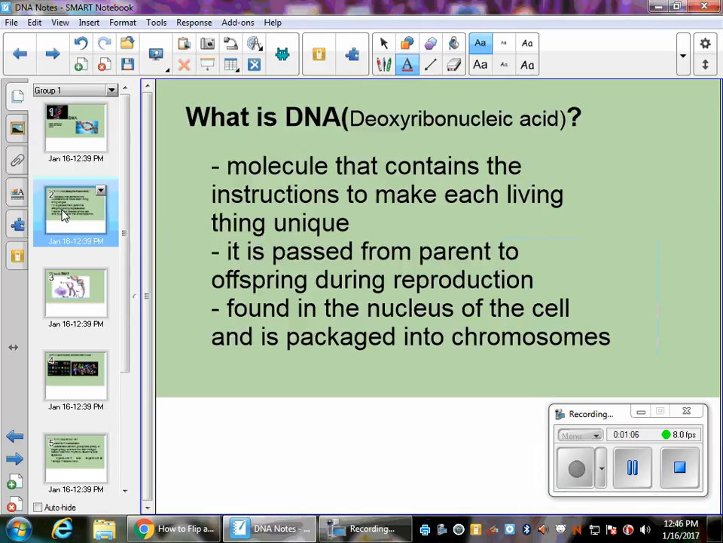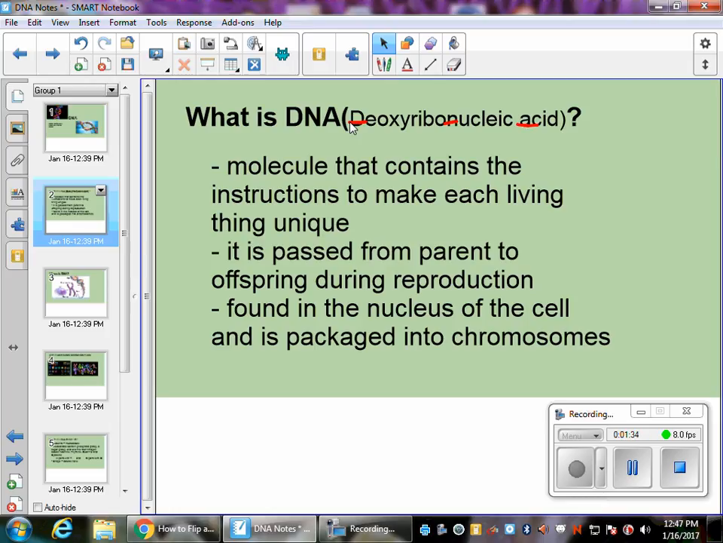So, what is DNA? And remember, DNA stands for deoxyribonucleic acid. So if you look, the D comes from the deoxyribo, and then the N from nucleic, and then the A from acid. So that's how you get DNA. This is a molecule, and it is what makes things different from each other. It contains all the instructions to make each living thing unique.